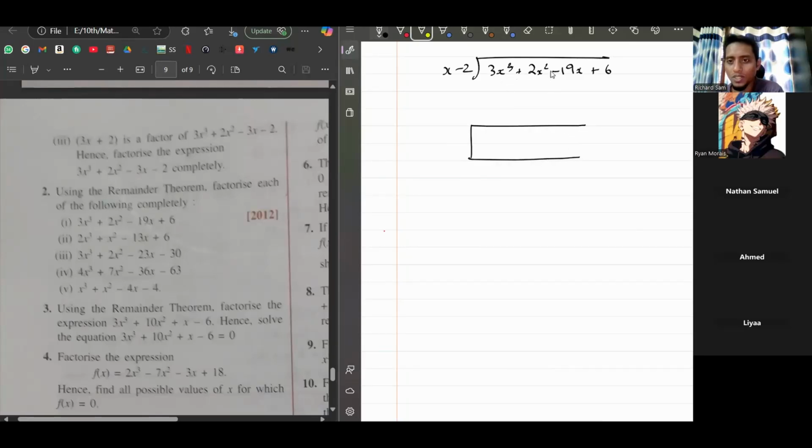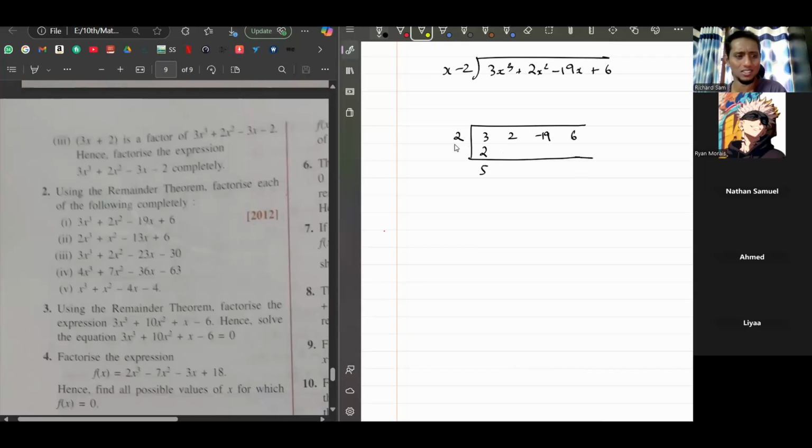So write all the coefficients of these numbers. That is 3, 2, minus 19, 6. And here you will write the value of x, not minus 2, but 2. First step is what? I always forget the first step. Write this 2 here, right? And then add this. 3 plus 2, 5. Then you multiply 5 into 2.